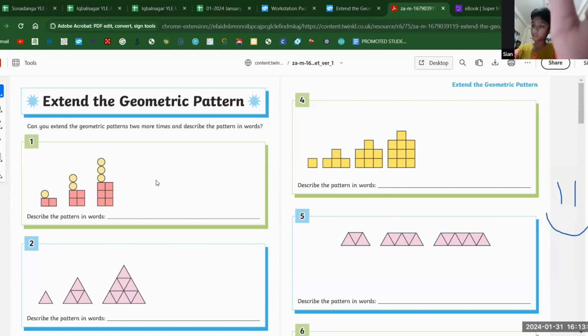Then what can be the next picture? What can be the next picture? In the next picture, how many rectangles can be there and how many circles can be there? Miss, 8 rectangles and 4 circles. Okay, can you draw the picture?